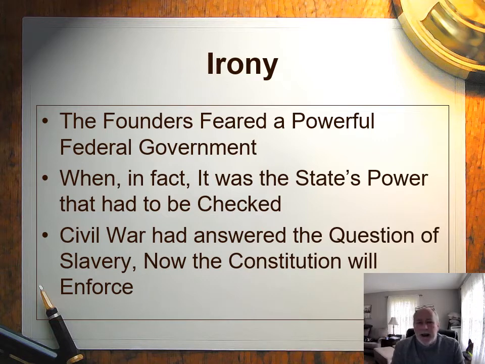Well, after five, six, seven, eight decades, or four score and twenty years ago, what we found out is that states' power needed to be checked too. We have laws to check individual power, but the state's power had to be checked too. If a state was going to go against the federal government, then the federal government had to have a tool to use to check that power to keep the Union. The Civil War had answered the question of slavery. Now the Constitution would be the tool to enforce it.